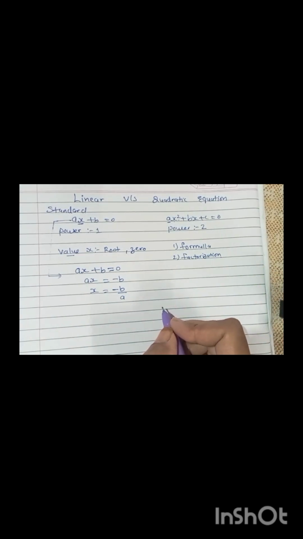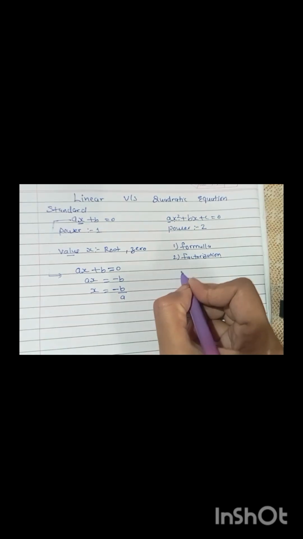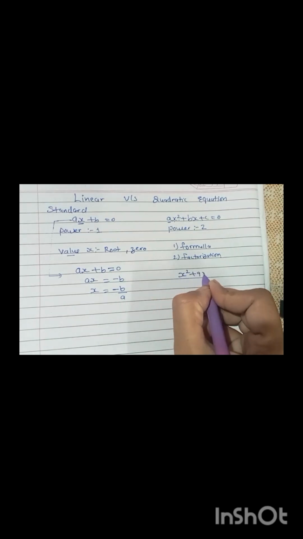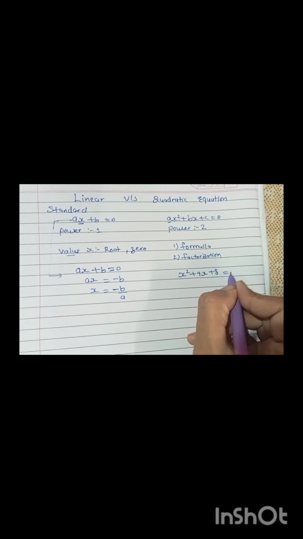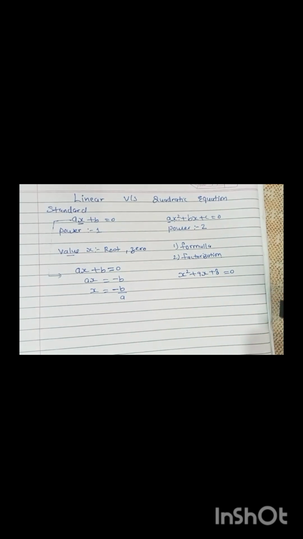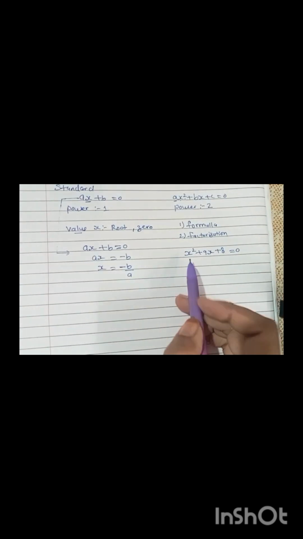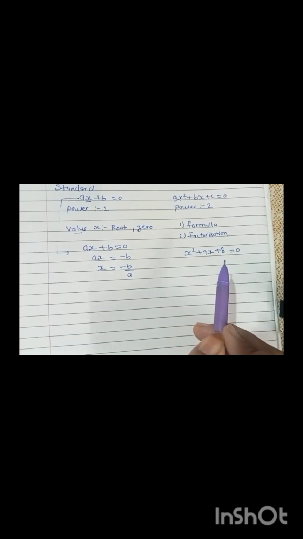Suppose we are writing an equation x square plus 9x plus 8. This is equal to 0. This is a quadratic equation. Why quadratic equation? Because here the power of variable x is 2. Power is 2 or degree is 2. So this is a quadratic equation.